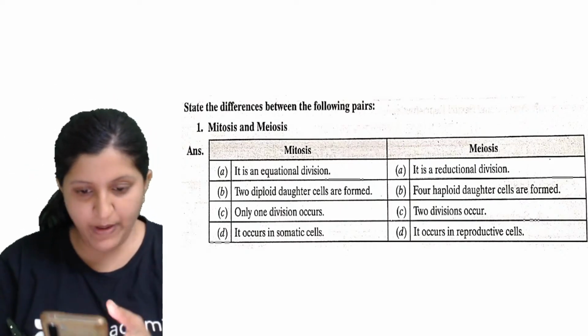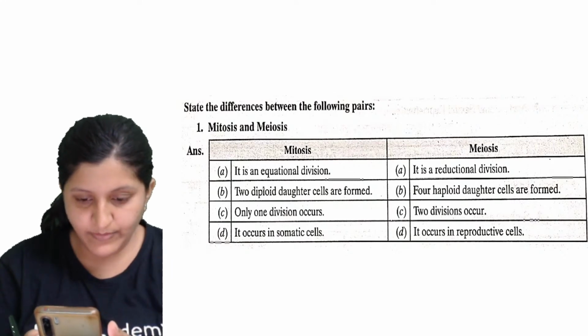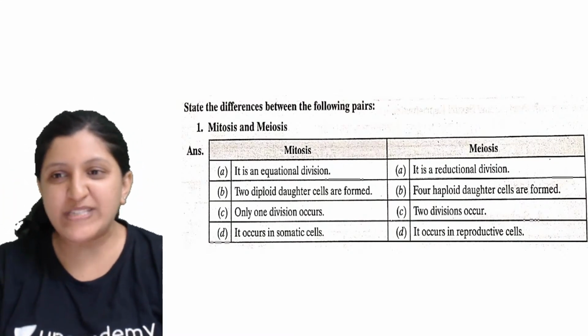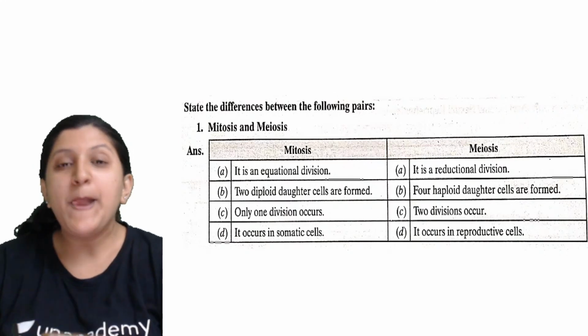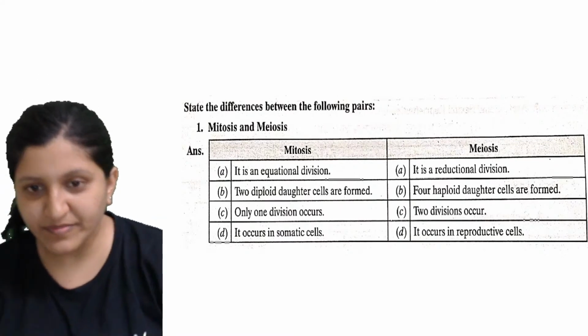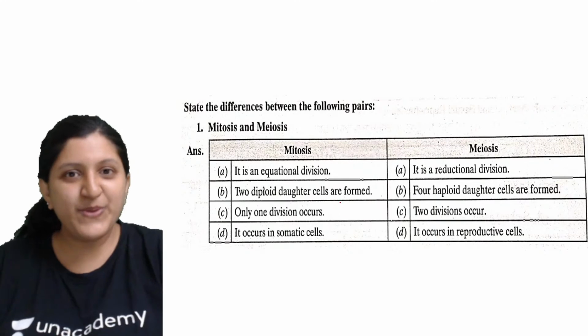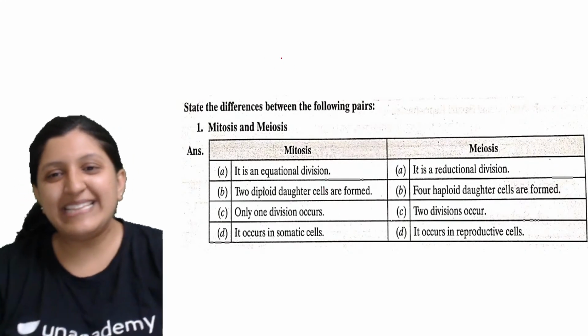Okay, so I hope I'm audible. Yes, right? Any of you know any differences between mitosis and meiosis that you can mention, where exactly mitosis occurs, where exactly meiosis occurs? Any idea? No? Okay, so let's have a look at this one.